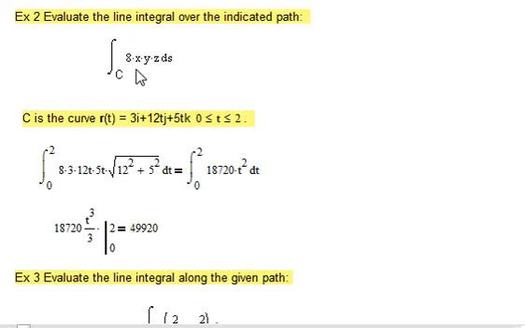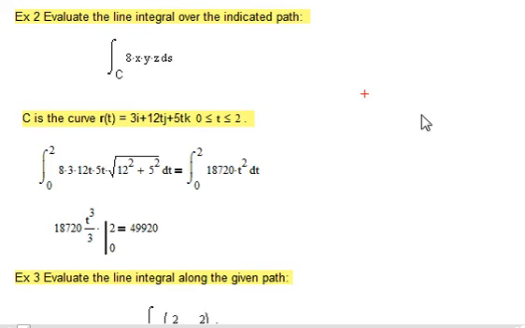So here's an example. We want to evaluate this line integral 8xyz ds over curve C, where C is this vector valued function. R of t is 3i, so constant times i, plus 12tj plus 5tk, and t goes from 0 to 2. So in other words, this curve starts out at the point (3, 0, 0), and winds up at the point (3, 24, 10).